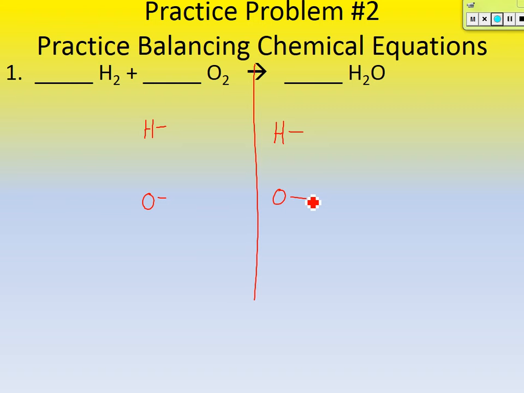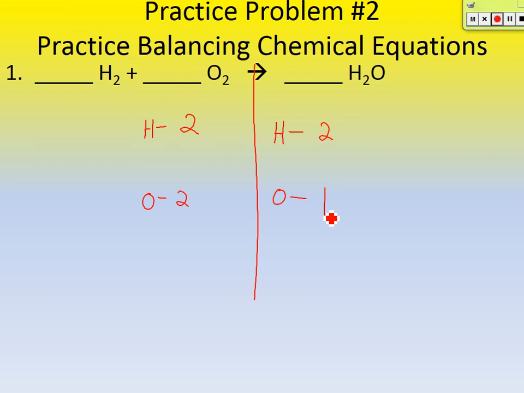Next step is we're going to count and total these things up. How many hydrogens do we have right here, guys? 2. This little subscript means there's 2 hydrogens. How many oxygens do I have? 2. So I put 2 and 2. Now let's go to the right side, the product side. How many hydrogens do I have? 2. How many oxygens? I have only 1 oxygen.